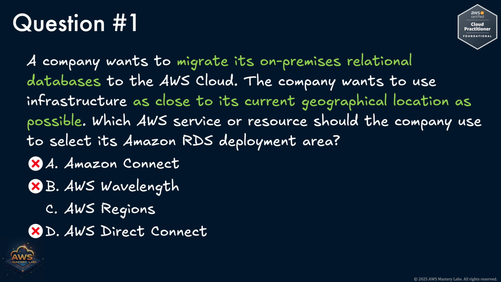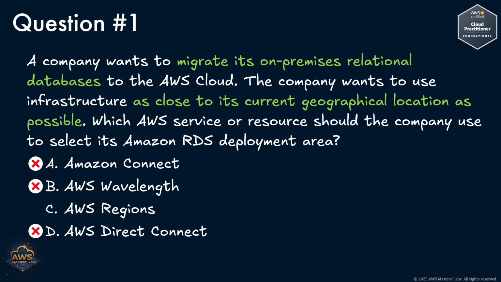Option D, AWS Direct Connect. This is a strong option if the question had asked about network performance. Direct Connect provides a dedicated private connection between your on-premises data center and AWS. It's ideal for low latency, high throughput scenarios, and secure data transfer. But it does not control or define where in the world your RDS instance is hosted. It's about the path to AWS, not the location within AWS.